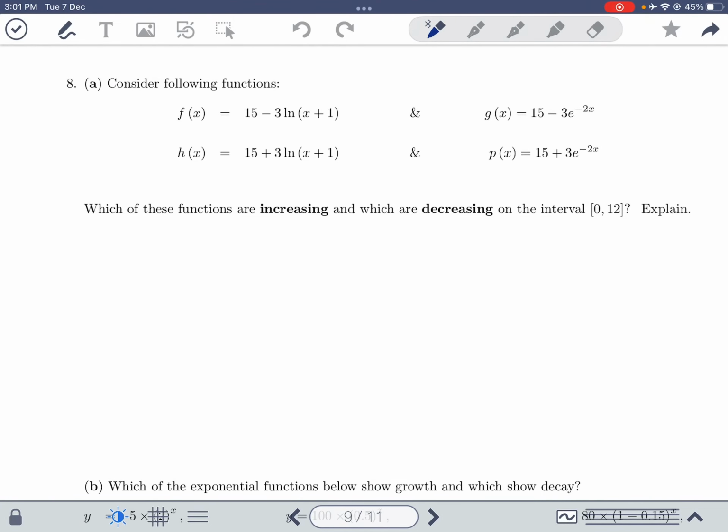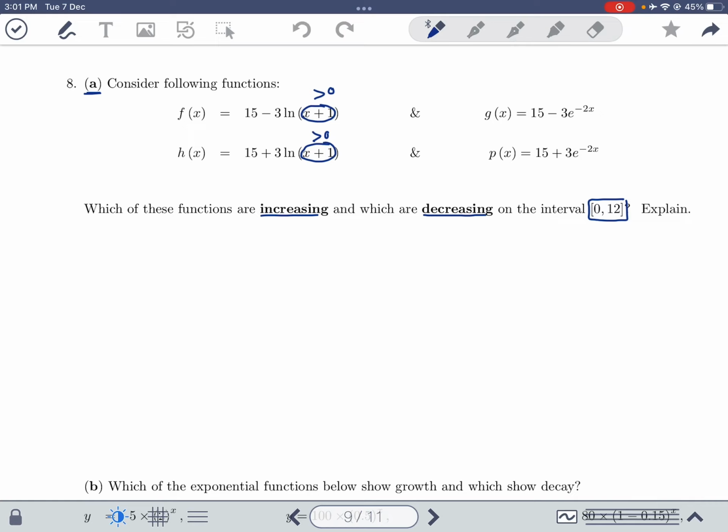Okay, in this question, part A, we have 4 functions and we need to check which of them are increasing and which are decreasing on the interval 0 to 12. Notice that whenever you have log, whatever is inside log has to be bigger than 0. This is by definition of log. It cannot have inside of it 0 or a negative number.